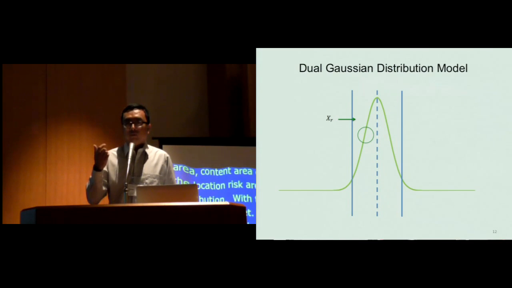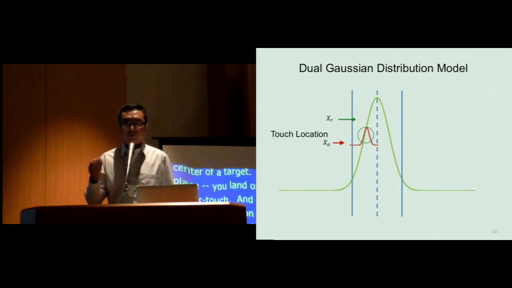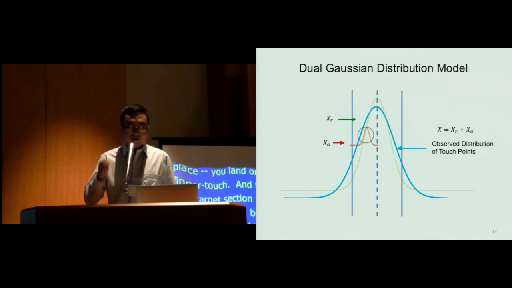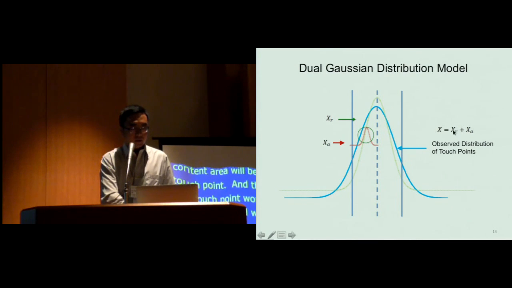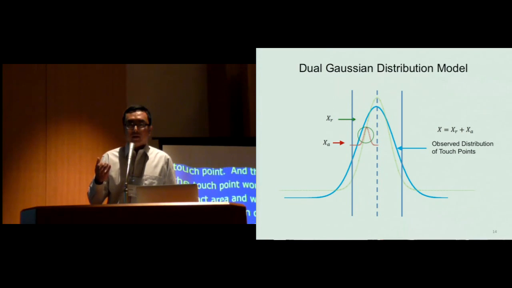But where the touch point will be within this contact area, we also assume that it follows a Gaussian distribution. So basically, the eventual distribution of touch points is the combination of two components, two procedures. The first component, we call it XR. It's a relative component. It's basically where you place the contact area of the finger, and this component is related to the target size. It basically shows to what degree you will use the width of the target.